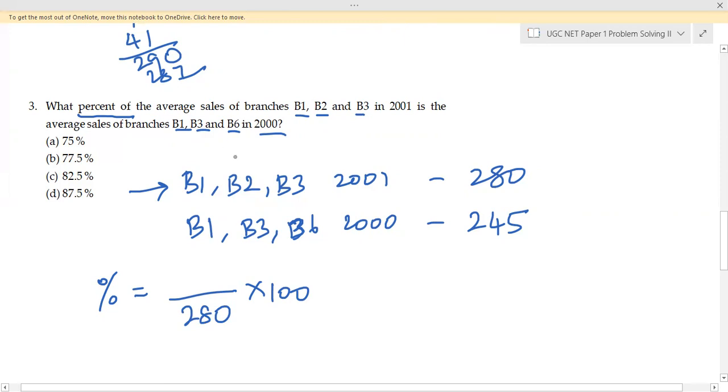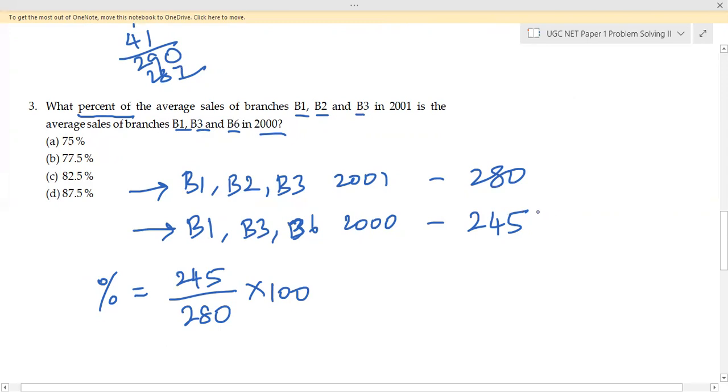And the average sales of B1, B3, and B6 in the year 2000, that means this total 245 will come here in the numerator's position. And you may wonder why I'm not taking the average, I mean, why I'm not calculating 280 by 3 and 245 by 3.